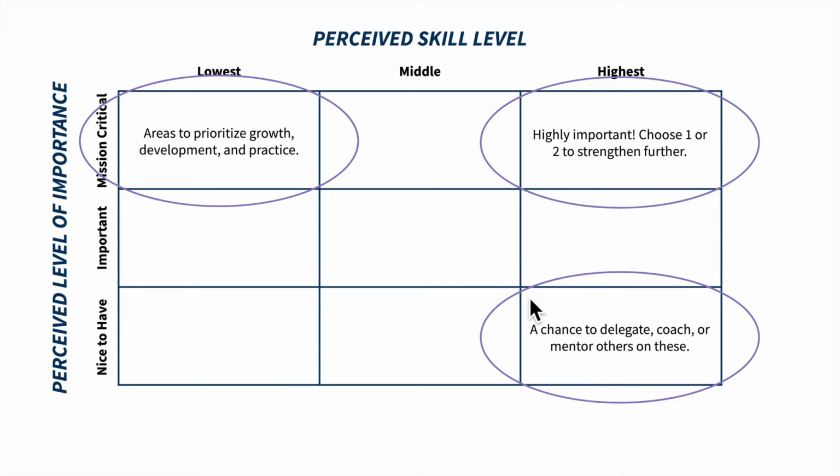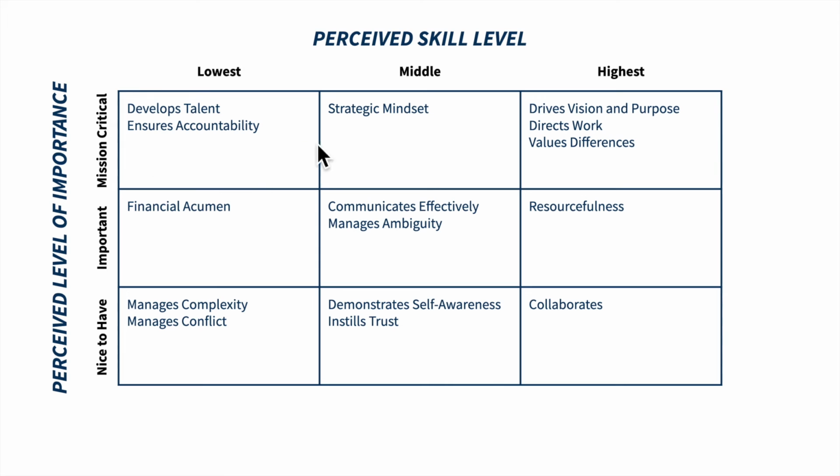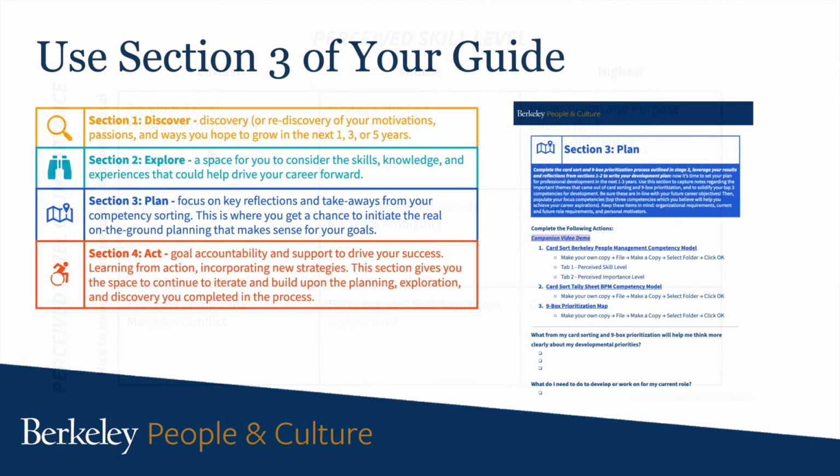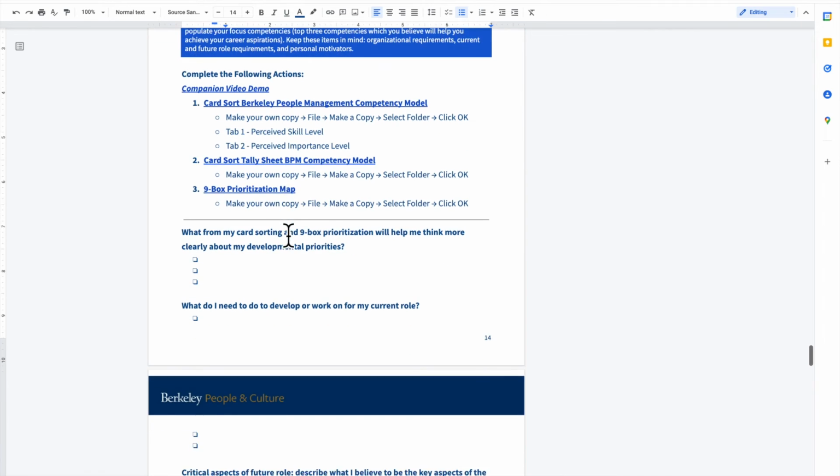Also remember, the entire exercise is self-assessed. If you feel comfortable, you might use your 9 box as a conversation starter with a trusted advisor or someone who is currently working in the job that you aspire to. Do they agree with your skill and importance assessment? What might they adjust and why? These are important developmental conversations that the 9 box can open up and facilitate for you.